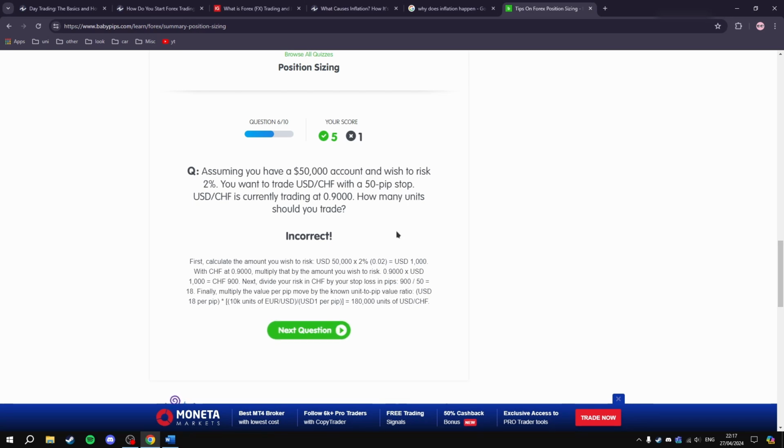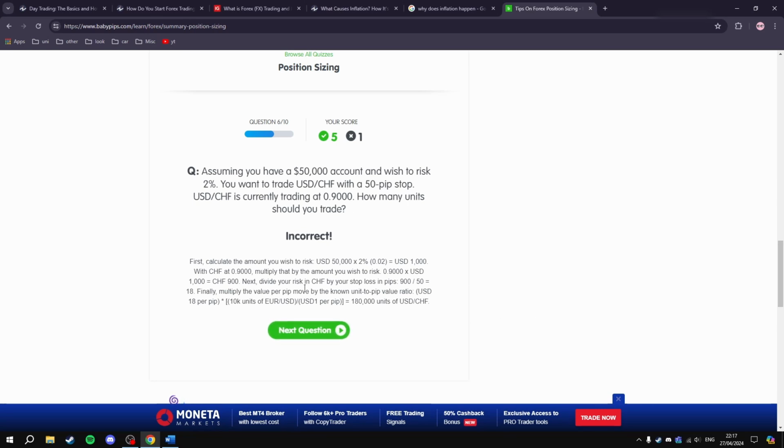All right, first calculate the amount you wish to risk. Yep, so we got that. 1,000 USD with USD CHF at 0.9, multiply that amount risked. Okay, we got all that. Finally, multiply the value. Right, so USD 18 value per pip.